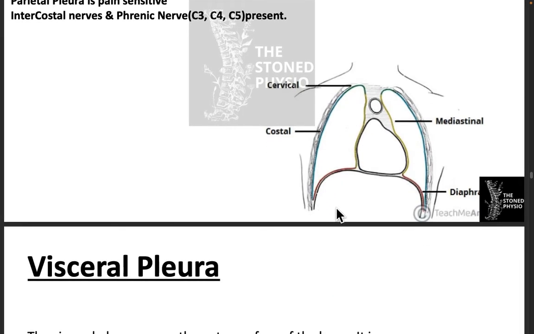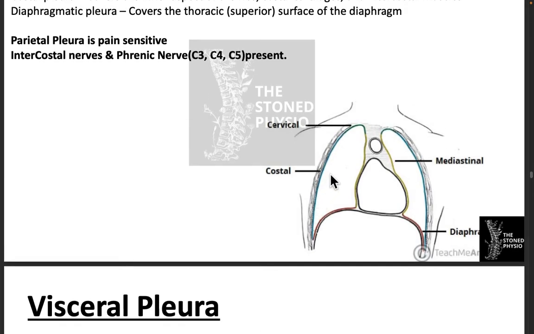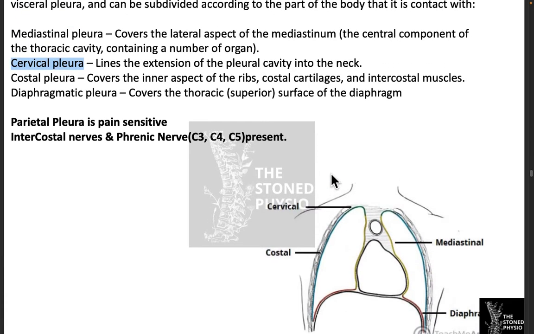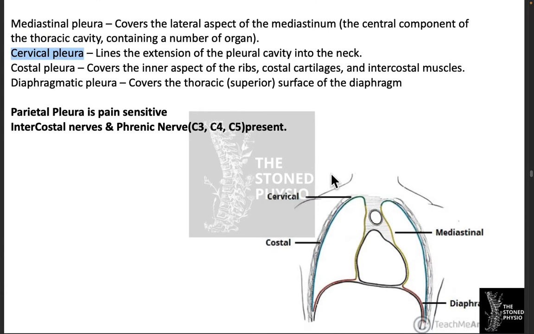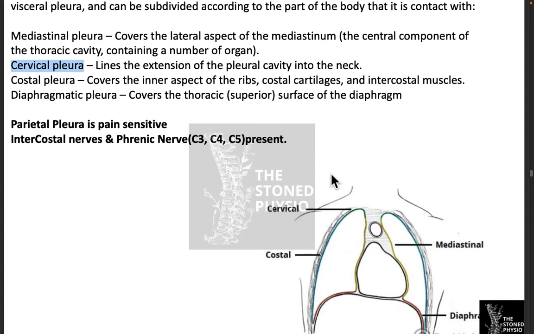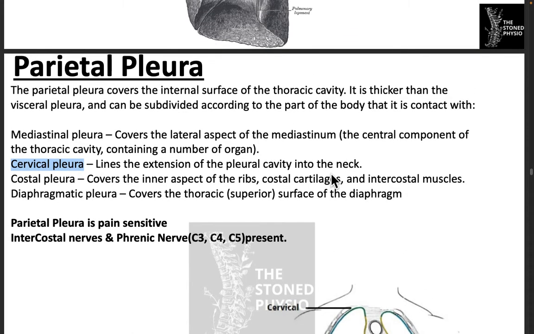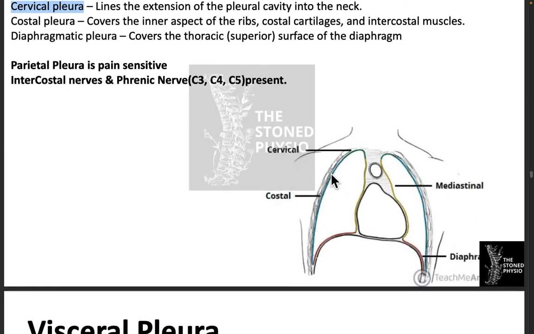Here we can see the inverted U-shaped, umbrella-shaped diaphragm, which is present below this structure. We have seen the four different segments of parietal pleura according to their placement: the mediastinal, the cervical, the costal, and the diaphragmatic pleura, which are eventually parts of the parietal pleura itself. I think we are clear till now.